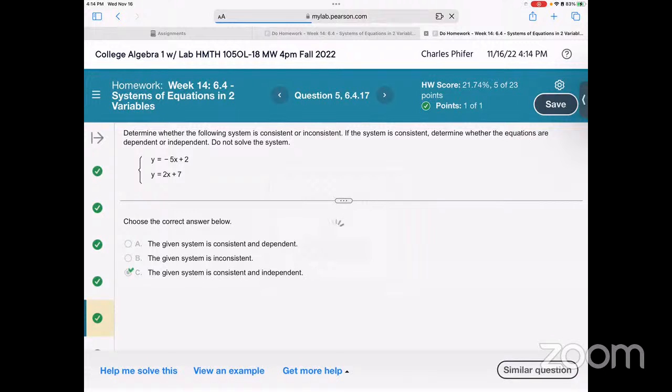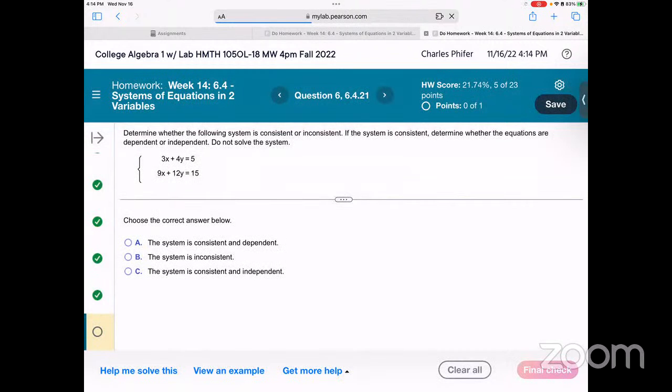Okay. Now notice here, if we take equation 1 times 3, we get our 9x, we get our 12y, we get our 15. So equation 2 is a multiple of equation 1. So the system is consistent and the equations are dependent.